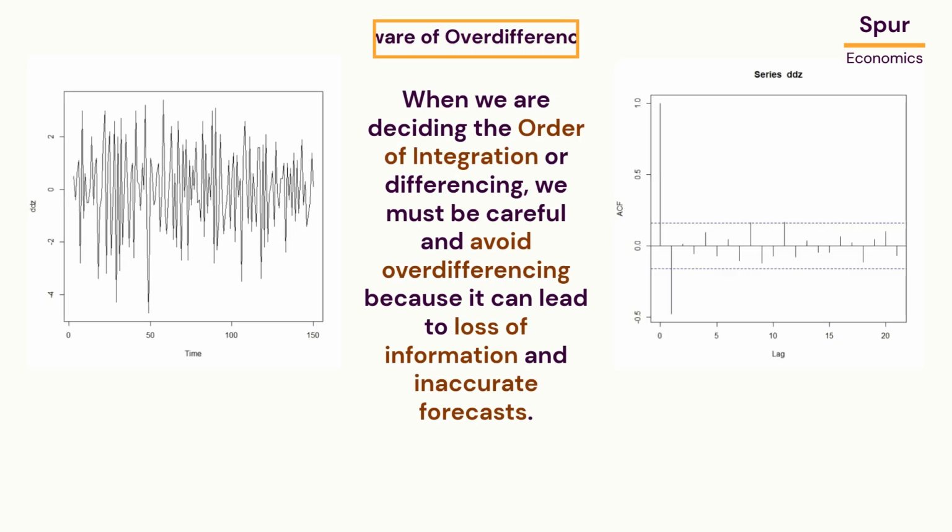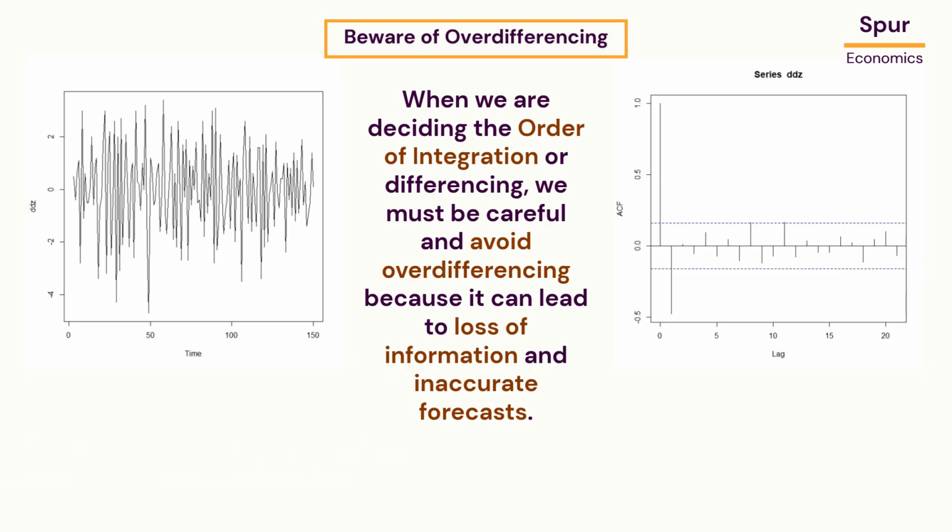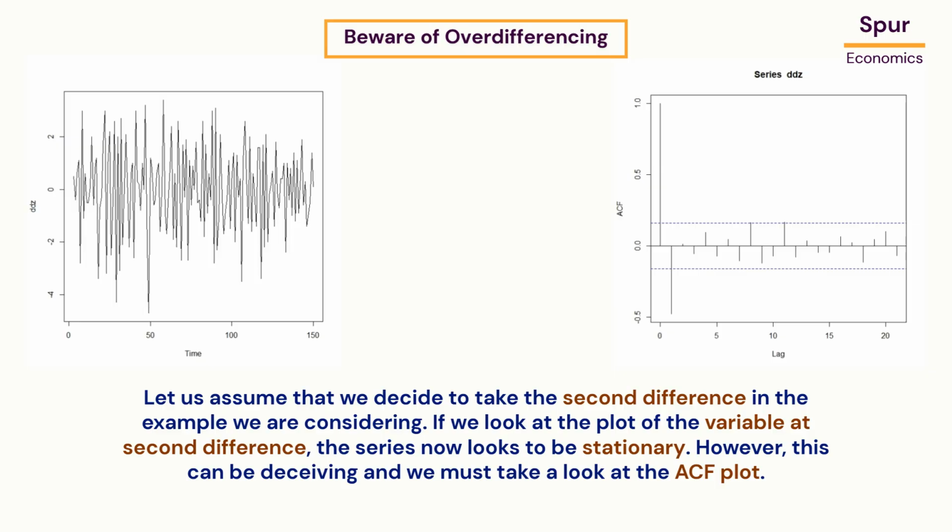When we are deciding the order of integration or differencing, we must be careful and avoid overdifferencing because it can lead to loss of information and inaccurate forecasts. Let us assume that we decide to take the second difference in the example we are considering. If we look at the plot of the variable at second difference, the series now looks to be stationary. However, this can be deceiving and we must take a look at the ACF plot.